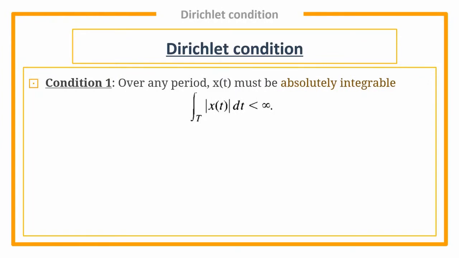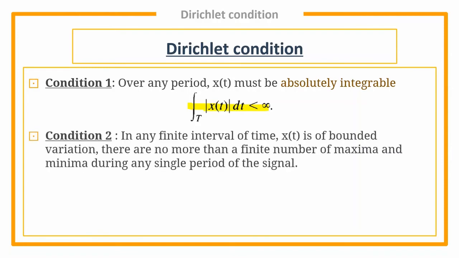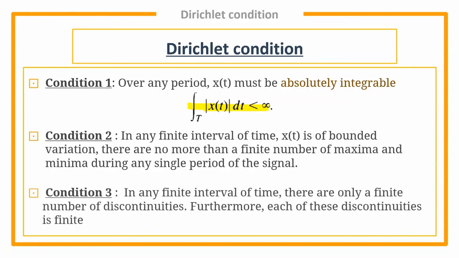For any signal to have an FSR or Fourier series representation, it needs to satisfy these three Dirichlet conditions. The first condition says that it has to be absolutely integrable over a period. That is, it has to satisfy this inequality. The second condition says that in a finite interval of time, there should be a finite number of maxima and minima. The third condition says that in a finite interval of time, there are only a finite number of discontinuities, and each of these discontinuities is finite.